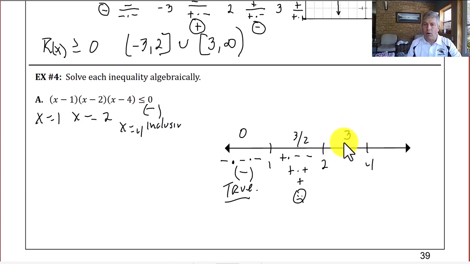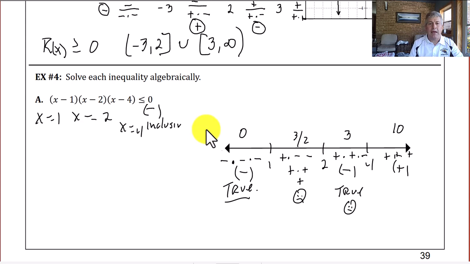Between 2 and 4, I might test something like 3. So we'll end up with a positive times a positive times a negative, which is going to be a negative value. So that one's true. We like that one. We're happy with that region between 2 and 4. And then from 4 to infinity, I might check like 10. And all those are positive. Positive times a positive times a positive is positive.